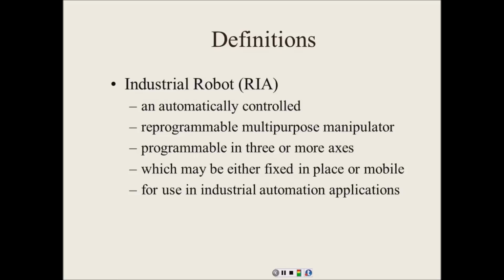So this is a definition RIA has established for an industrial robot. It's an automatically controlled, reprogrammable, multi-purpose manipulator programmable in 3 or more axes, which may be either fixed in place or mobile, which they added that term lately, for use in industrial automated applications. So you don't have any questions about these terms? Everybody understand all those terms? Yes, no? Don't know, ask. Everybody okay?